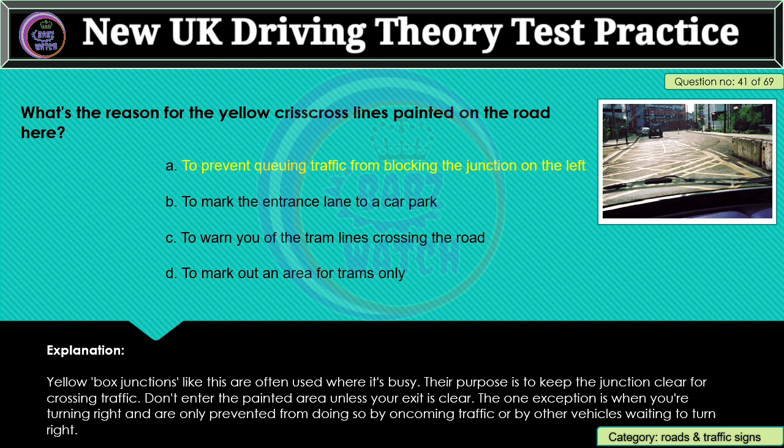Explanation. Yellow box junctions like this are often used where it's busy. Their purpose is to keep the junction clear for crossing traffic. Don't enter the painted area unless your exit is clear. The one exception is when you're turning right and are only prevented from doing so by oncoming traffic or by other vehicles waiting to turn right.